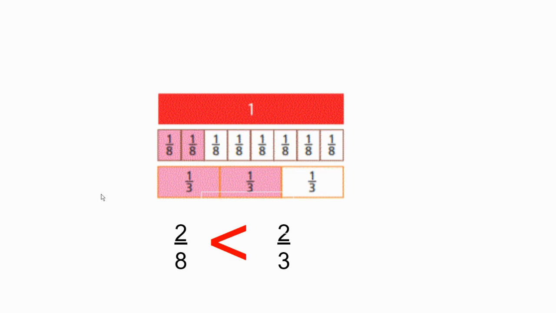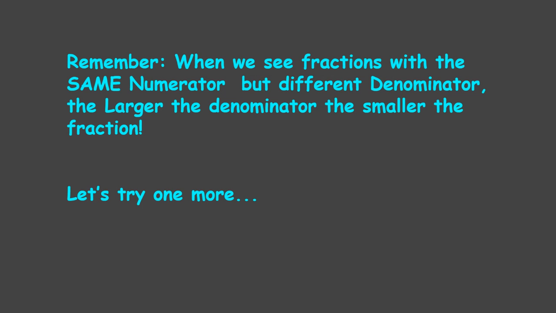And now I'm going to make another shape exactly the same length, but this time we're going to break it up into 2/3. And here we can clearly see that 2/3 is greater than 2/8. All right, or 2/8 is smaller than 2/3. So remember, when you see fractions with the same numerator but different denominator, the larger the denominator, the smaller the fraction. Let's try one more.